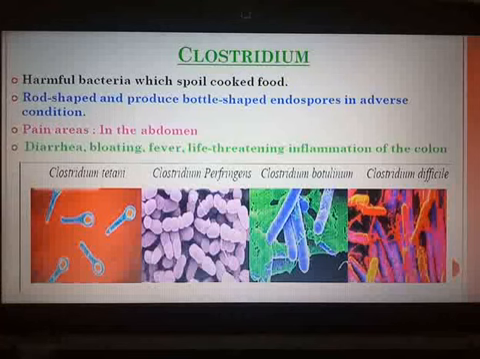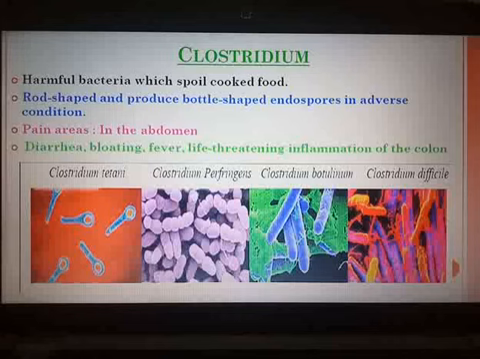Out of the 100 different species of this bacterium, some are free living in the soil. Some live in the alimentary canal of humans and other animals. Now, one special characteristic of this bacteria is that they cannot withstand the normal oxygen level of the air because they grow in anaerobic conditions, that is, in the absence of oxygen.